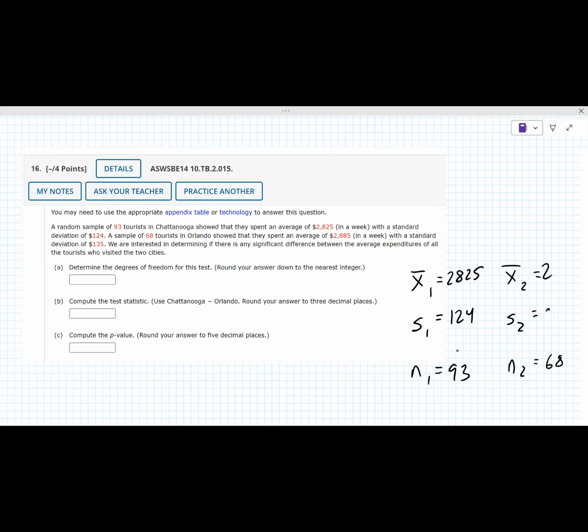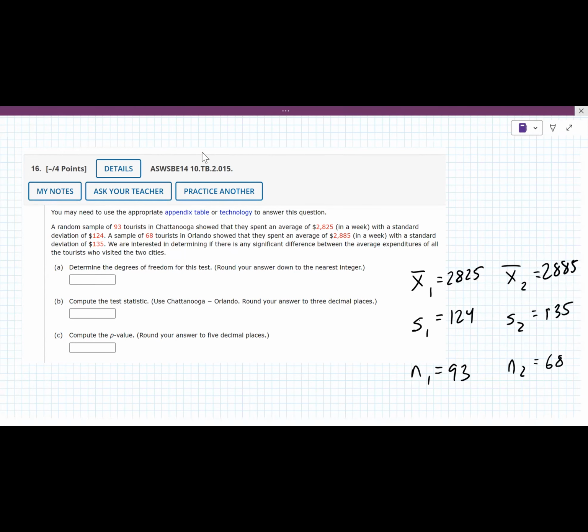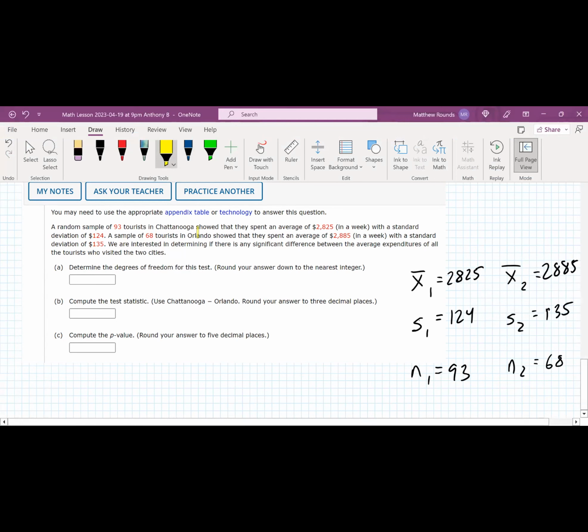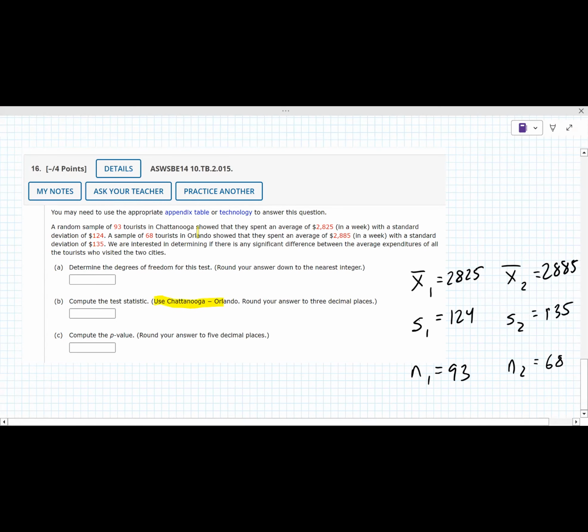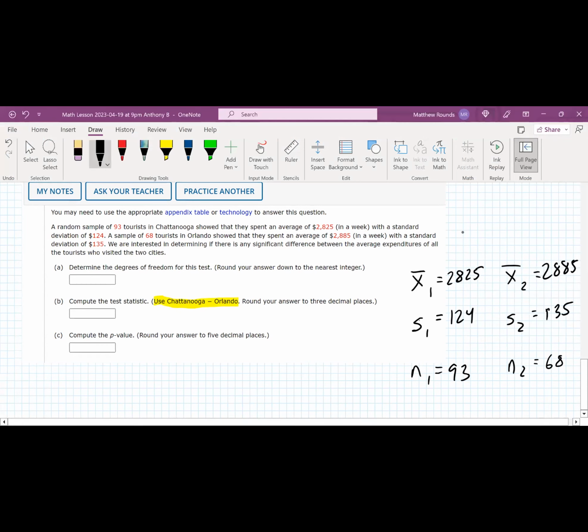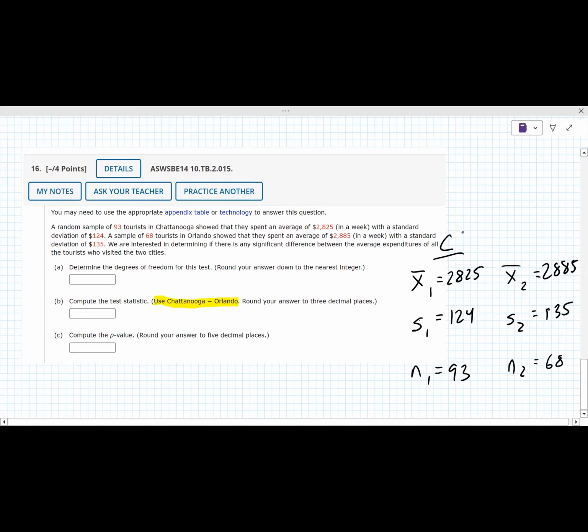2885. And then S2 is 135. And no square root? No, because they're giving you the standard deviation. Now it's important that you see this. They're telling you to use Chattanooga minus Orlando. Your teacher in the exam will probably switch these. So you got to be careful that you got the right order for that.